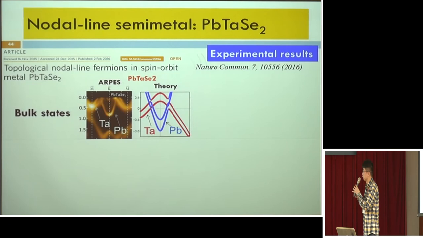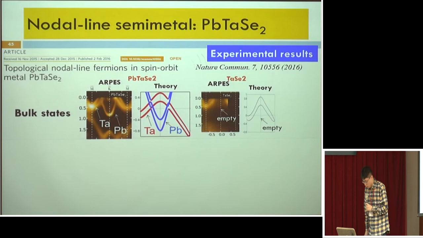Here I show some of our ARPES data. We know the nodal lines are formed from the crossing points of Ta P orbitals and tantalum d orbitals. This is our ARPES data, which successfully captures these features. This is a P orbital and this is the tantalum d orbitals.